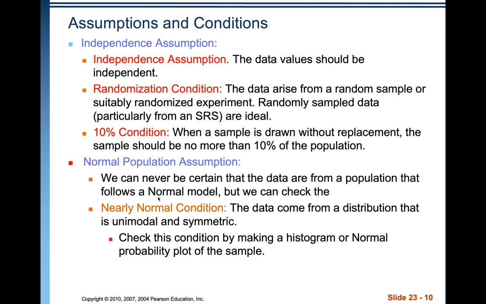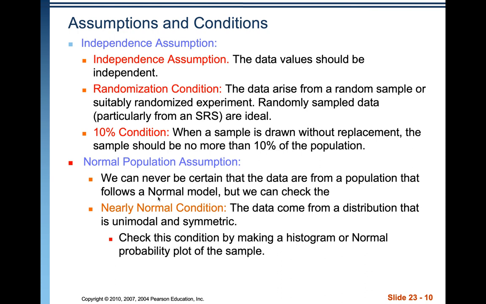All right, normal population assumption. We can never be certain that the data are from a population that follows a normal model, but we can check the following. Now, if they tell us in the problem that the original distribution is normal, that's awesome. If the distribution of the observations is normal, then the sampling distribution will at least be approximately normal too.